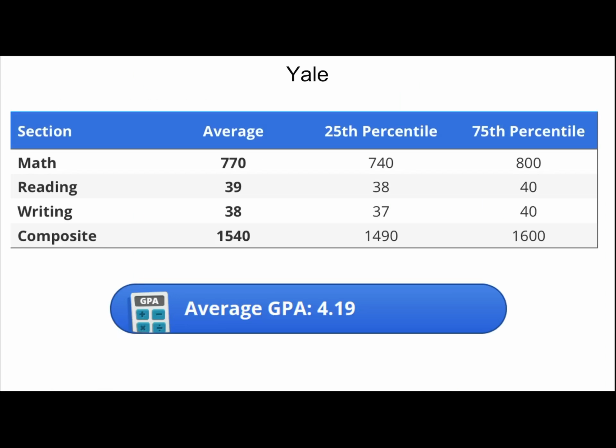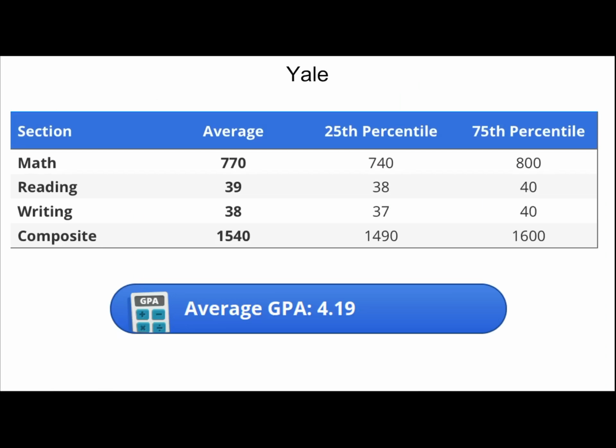And as you can see on the next ones, that's a trend. Yale, again, is a school known for being really good. You have the average SAT as a whole, 1540. The 25th percentile is 1490, and the 75th percentile is 1600. So the 25th percentile means that 25% of the people that got accepted were below 1490. That's what the 25th percentile means.